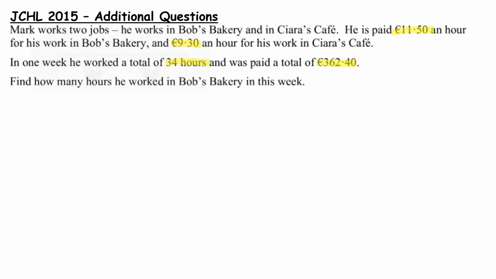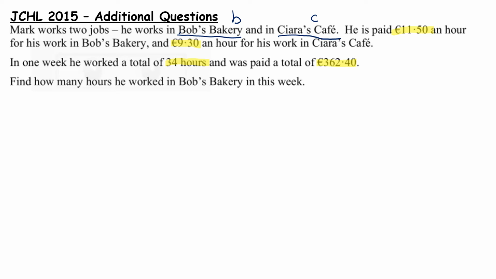So we're going to have to come up with the letters, we're going to have to create the 2 equations, and then we're going to have to solve this. The reason we know that there are 2 letters, 2 unknowns, is because we have the hours he worked in Bob's Bakery, which we can let be B, and the hours in Kira's Cafe, which we're going to let be C. Now, you could call that X and Y, it doesn't matter, but because they've called it Bob's and Kira's, it would make sense to use B and C.